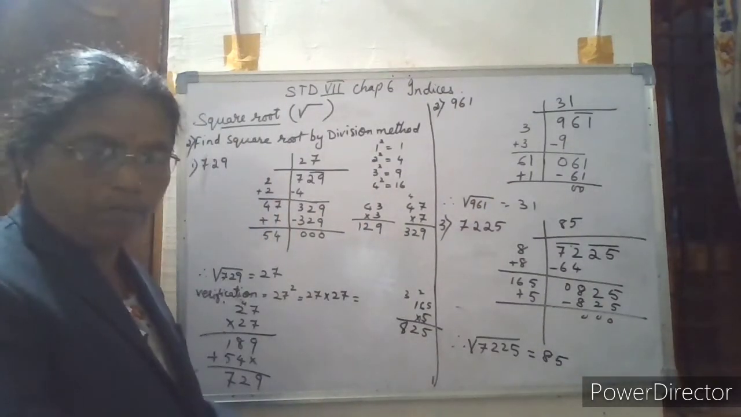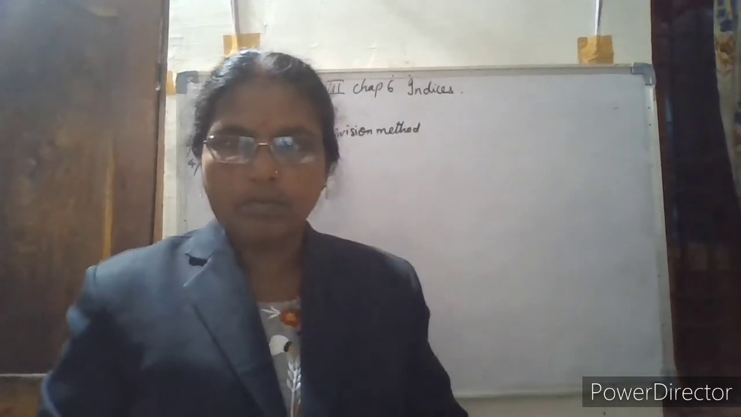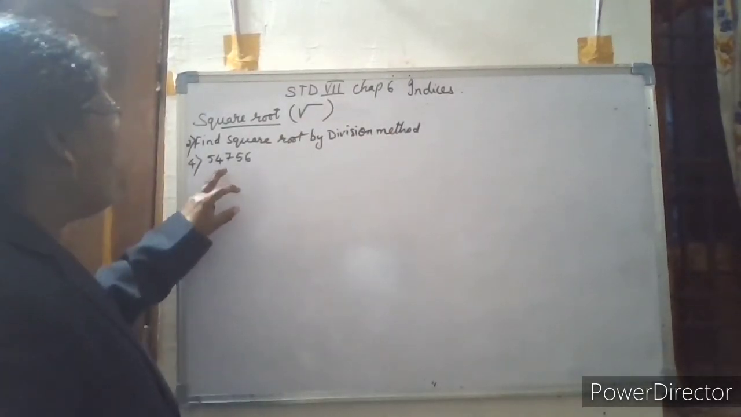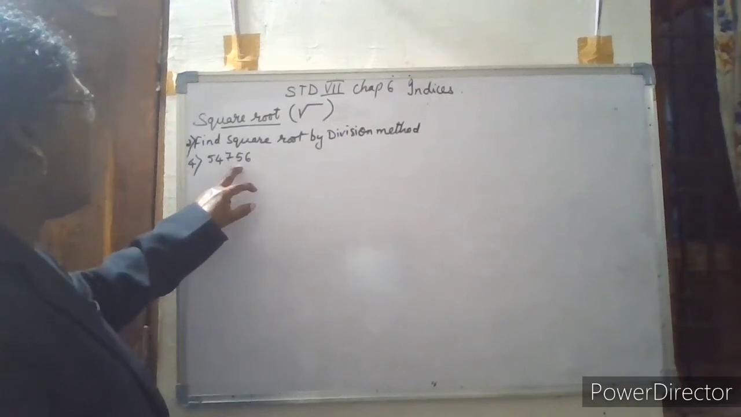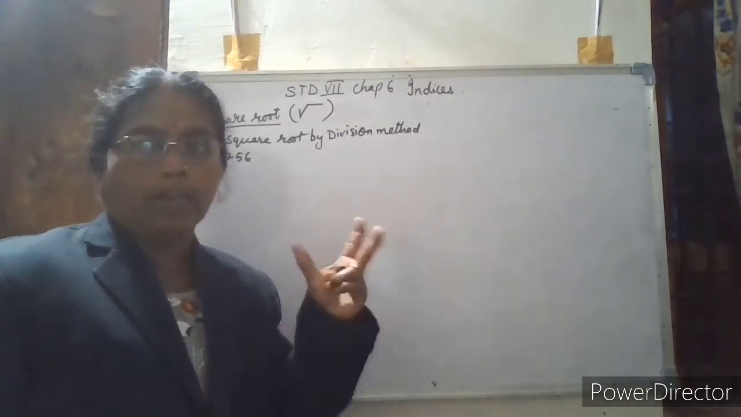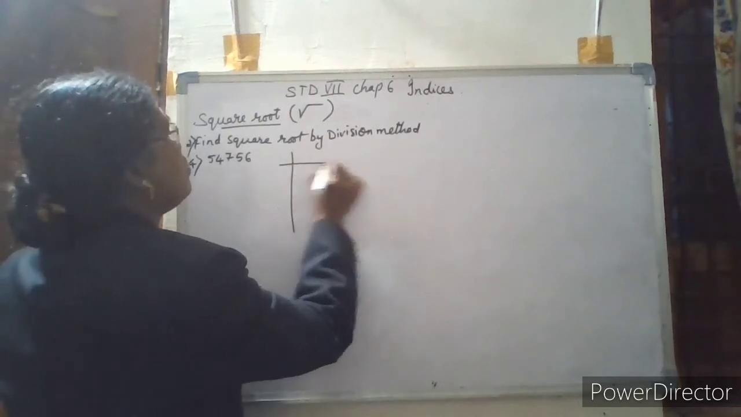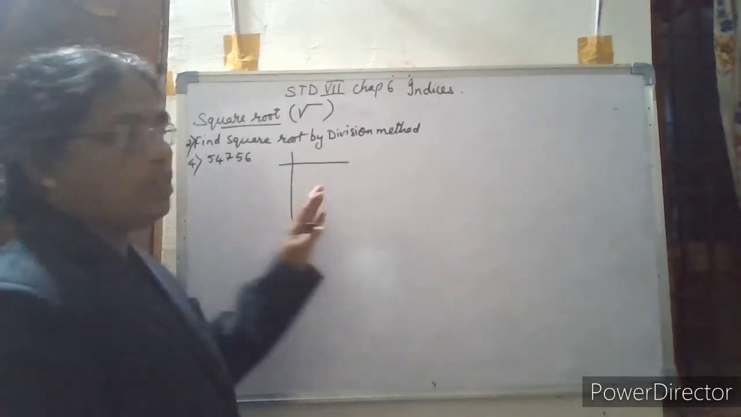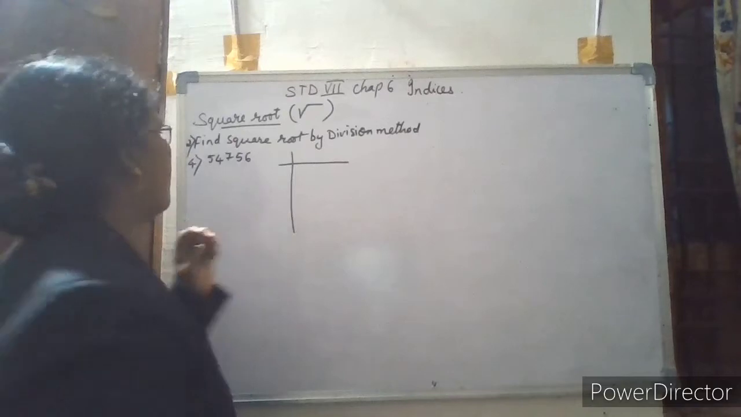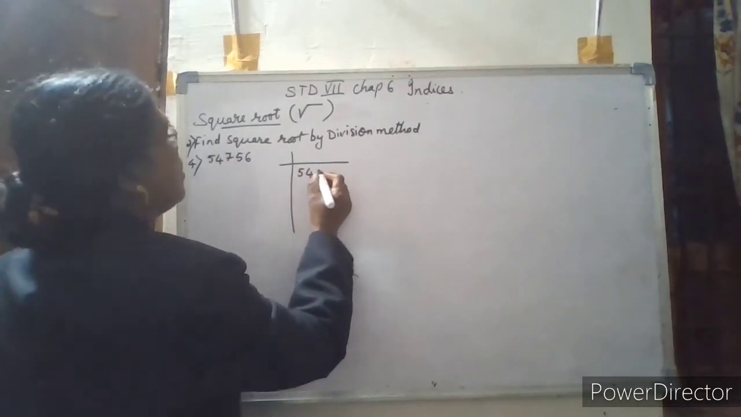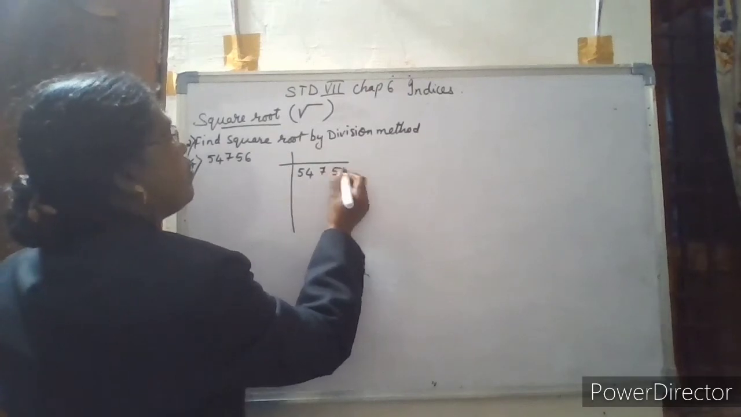Now let us take another example here. Fourth example, 54,756. A little bigger number. So how to find it out? To find the square root of a bigger number, this method is very convenient. It's a very important method. It will be useful for you for your higher education also.